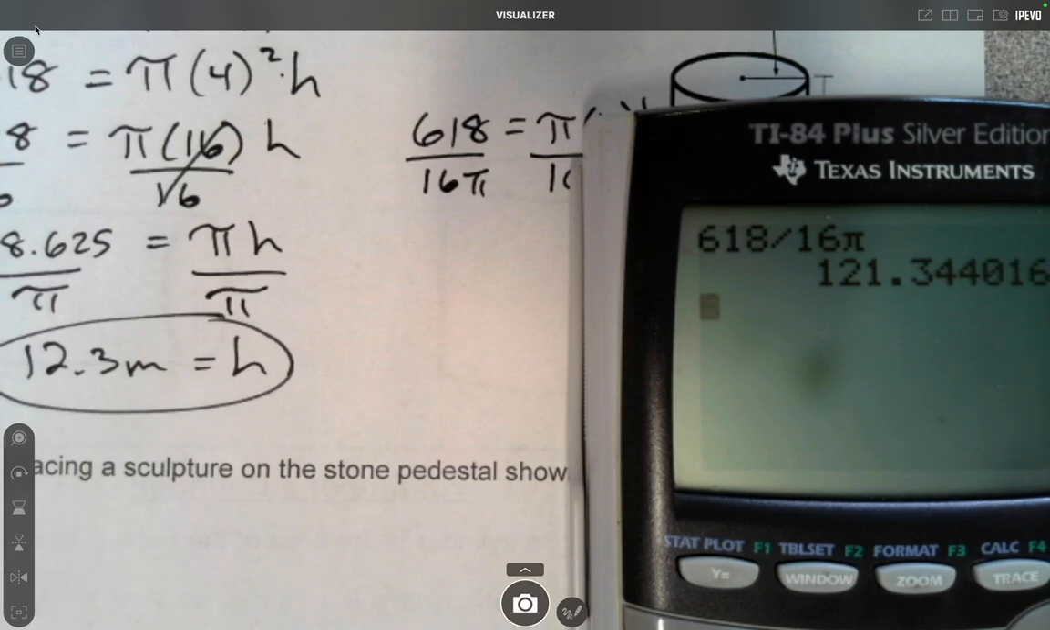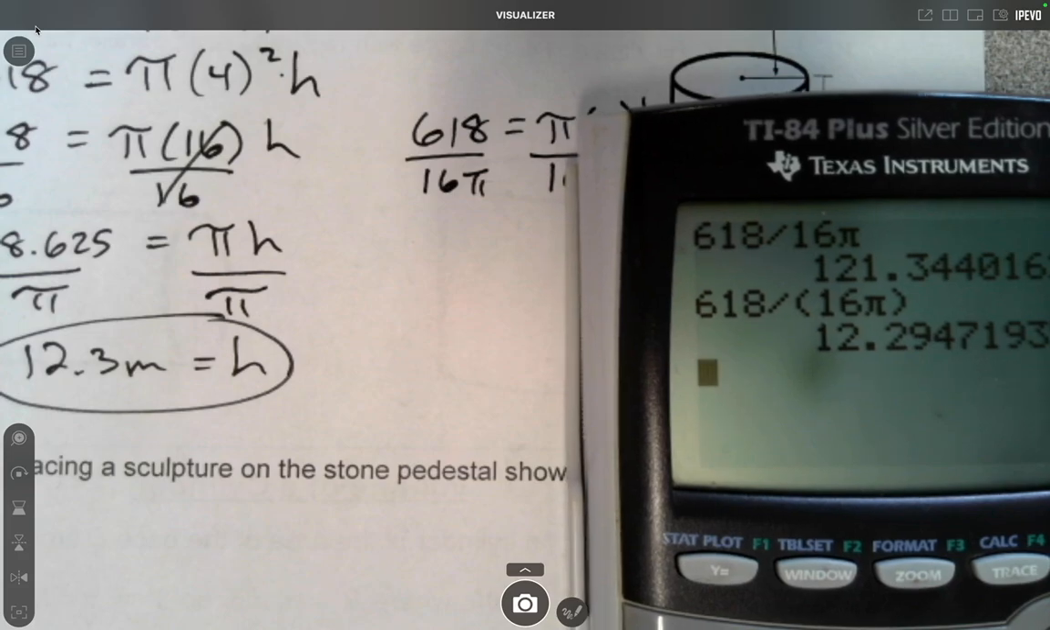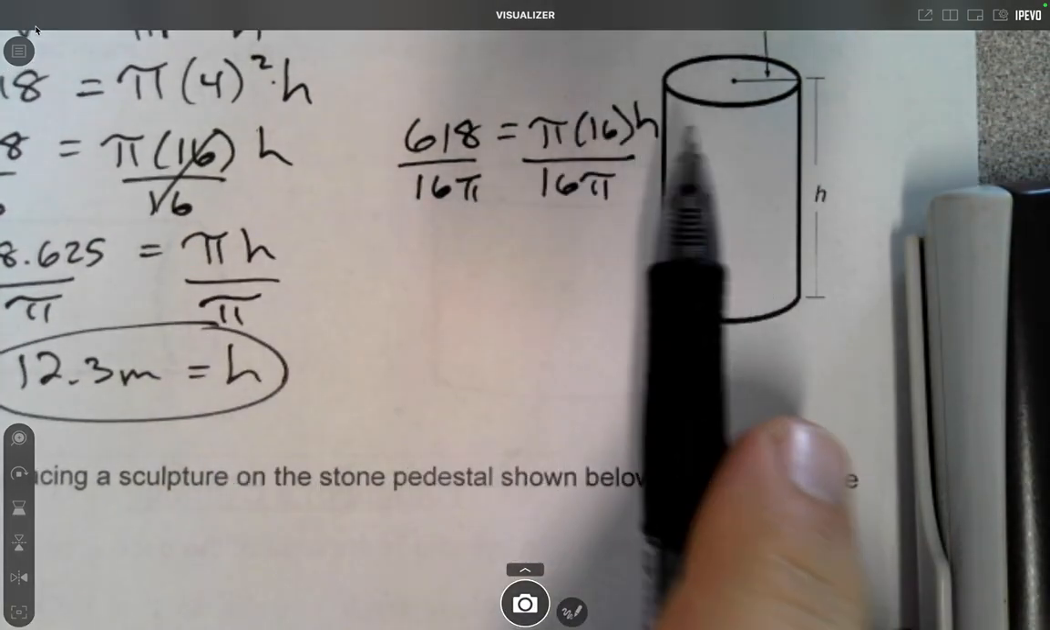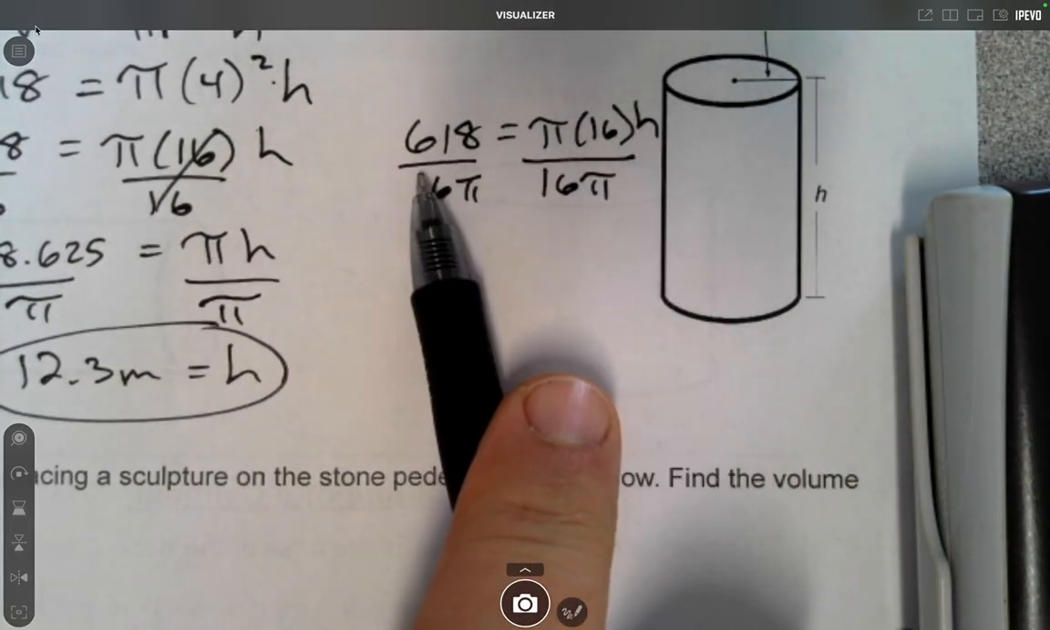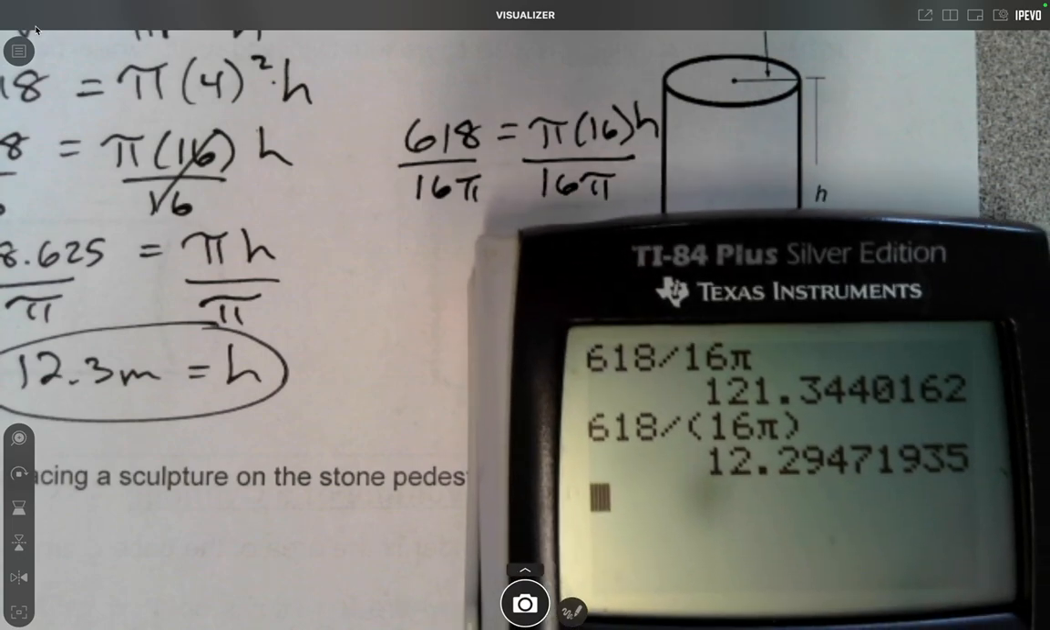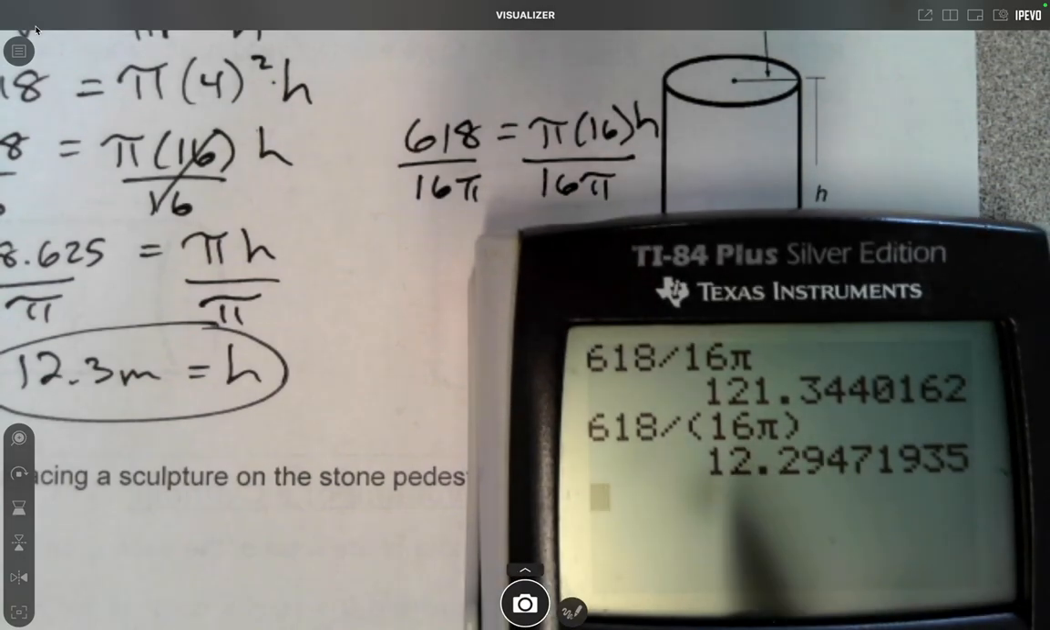So if you want to do it all at once, you'll need to put parentheses around the 16 pi. So if I do divided by parentheses 16 pi, then I get the same answer we got right here, which is 12.3. So feel free to just divide all of it over at once. There's nothing wrong with doing that. Just make sure when you plug it in your calculator, you put parentheses around the denominator, so it really is dividing the whole thing.